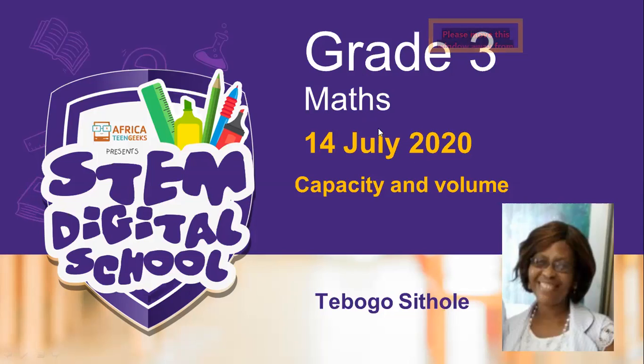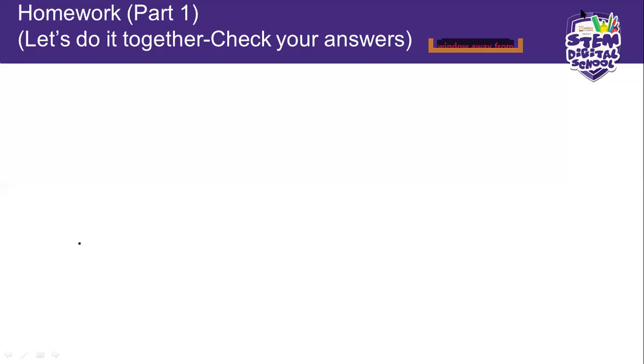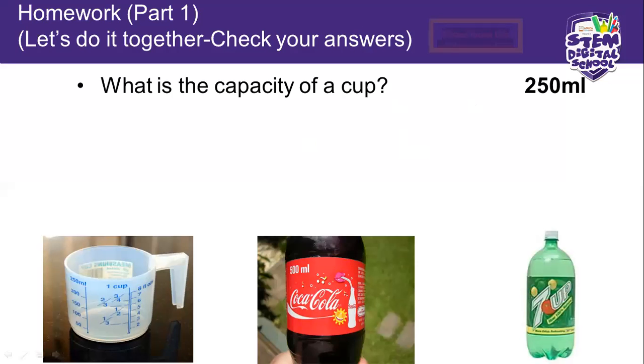Let's do our corrections. Let's go through our homework. Like I suggested, have your exercise book next to you with your name, surname, the grade, today's date, as well as the day, is it Monday, Tuesday, Wednesday, Thursday? Just like that. So let's go through yesterday's homework. Let's check our answers, and then you will tick yourself there.